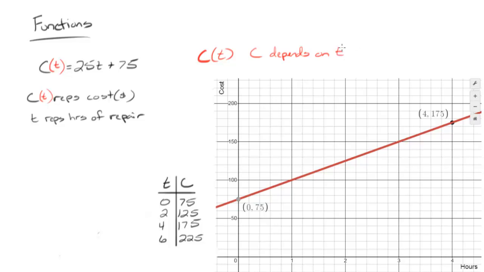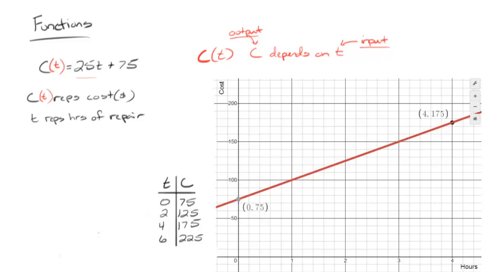Or in other words, this is a mathematical machine now, in which we input values of t and we get output values of c or c of t. This is a mathematical machine where we input different times it takes to make a repair and it outputs values. We call the inputs independent variables and we call the outputs dependent variables because the value of the output, or the cost in this case, depends on the number of hours we plug in.